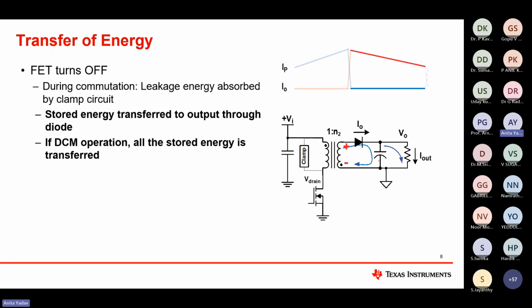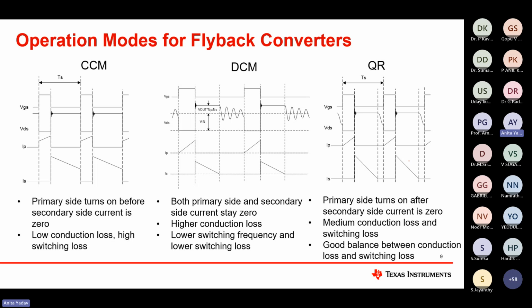So the output cap is charged again, and at the same time also pumps the energy to the load. So this is the very basics about the working of the flyback converter. We will move ahead and go into the operation modes of the flyback converter. We might have come across these terms: CCM, DCM and QR flyback, and sometimes valley switching too.